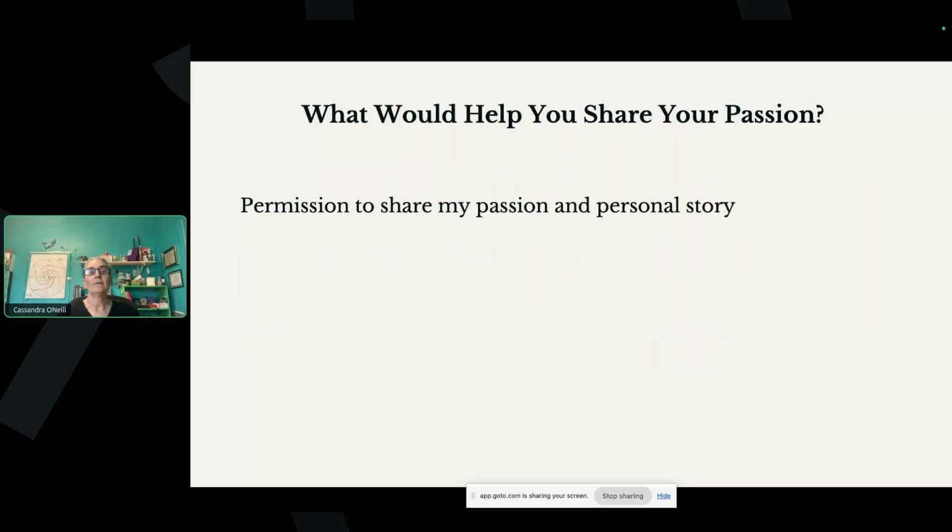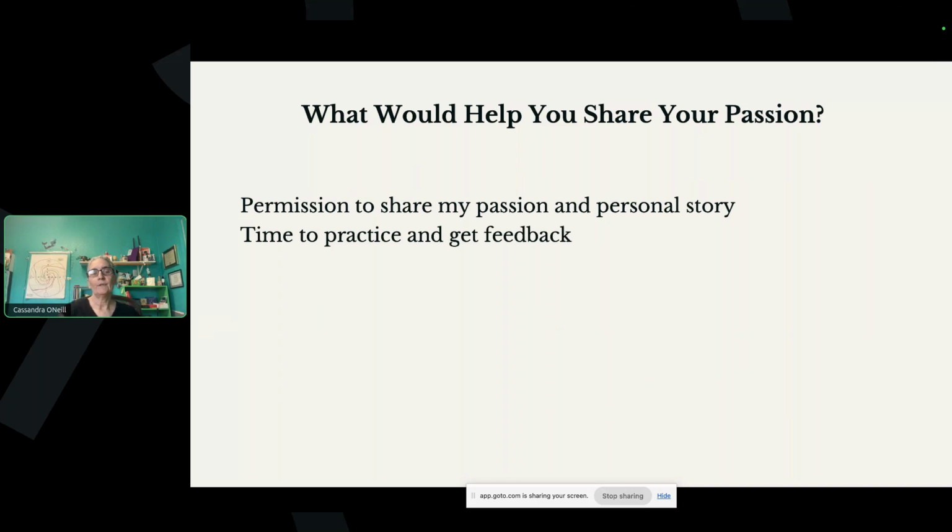So thinking about what would help you share your passion more, or what would help some of your teammates or your board members or your volunteers share their passion more. And sometimes it's literally just this permission that they can share their passion and their own personal story. So again, this is something that you go on a case-by-case basis. There may be times that you for some reason don't want people to do this, but if this is something that people can do, this can be a really easy solution for helping people feel like they know what to say and that they can connect with people.